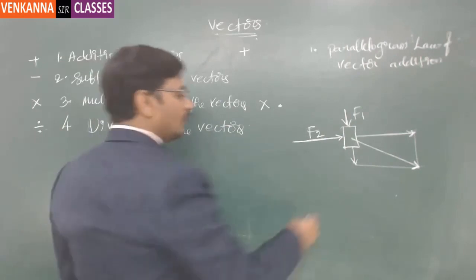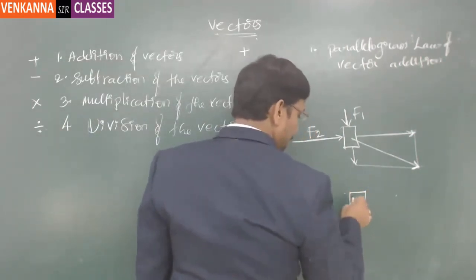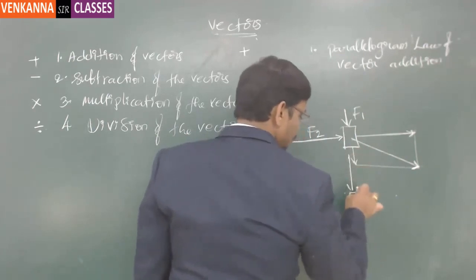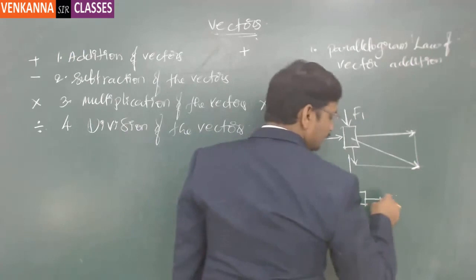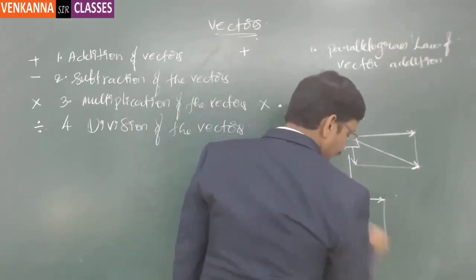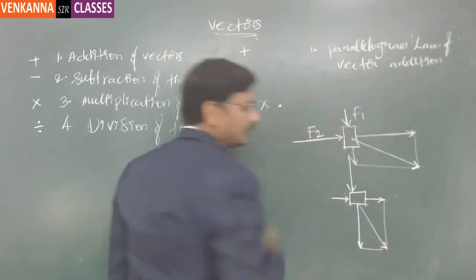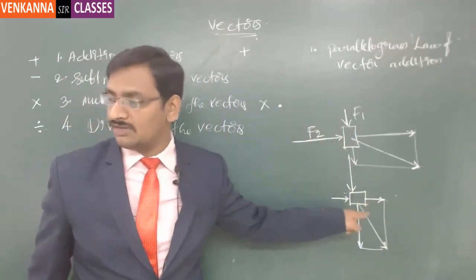Now if I put this particular body like this, more force like this and less force like this, if I do this, then lesser movement in this direction, bigger movement in this direction, and the resultant will try to move in this particular direction. Now depending upon the magnitude and direction, the resultant will be calculated.